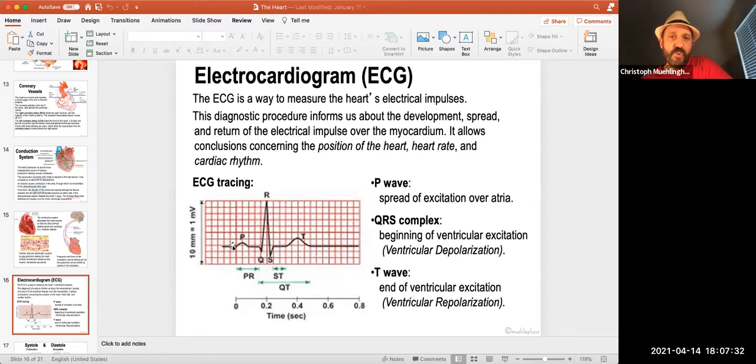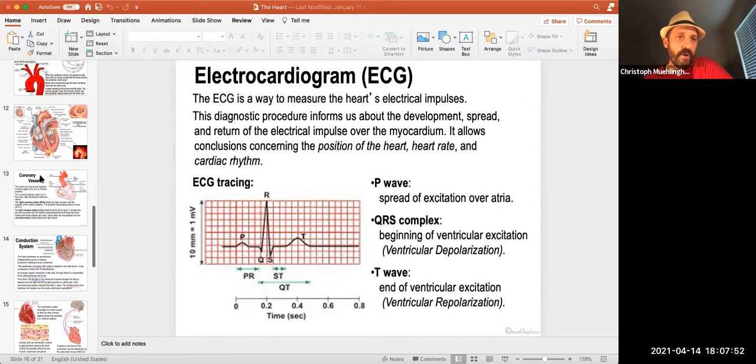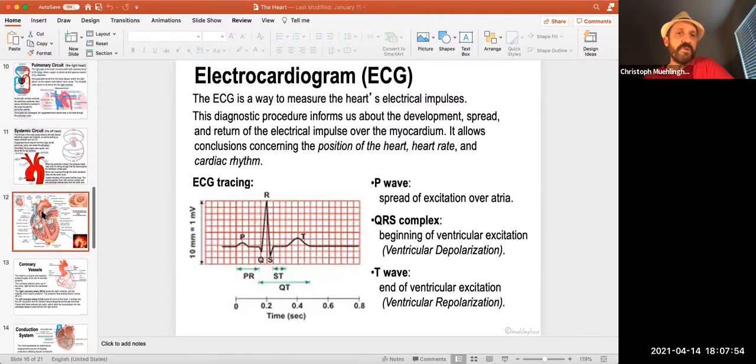But you have a few remarkable things. You have a little uplift here on the line, on the graph. That's a discharge of electrical impulses, and that's known as the P wave. And the P wave is atrial depolarization. So let's just briefly go through the anatomy here. You've probably done that already.